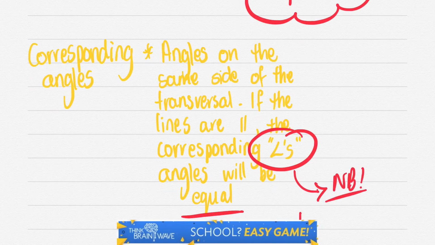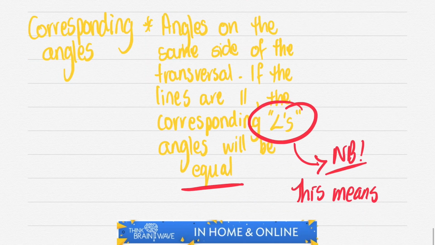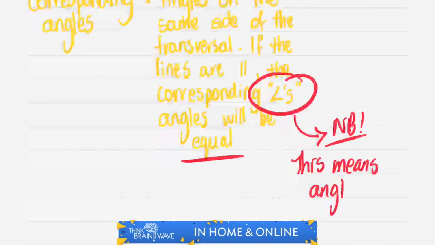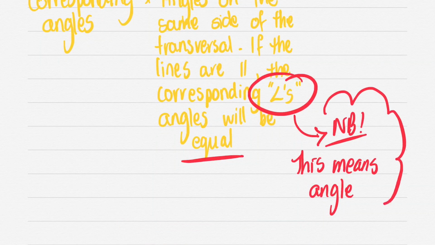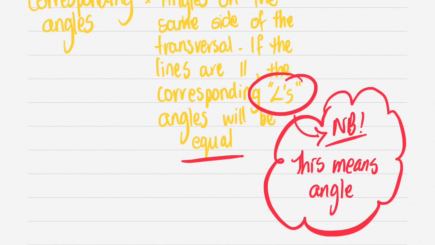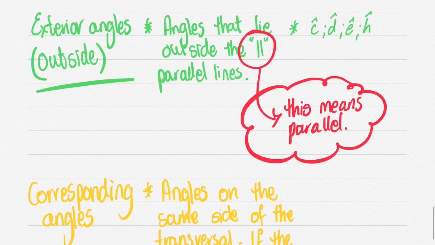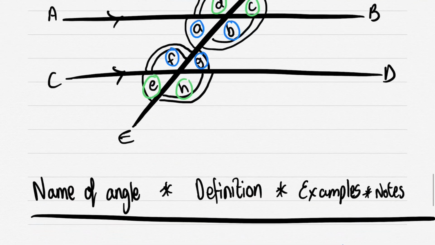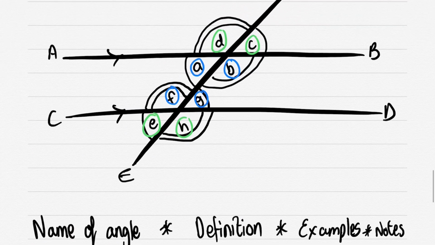And as I said, just take note that that L-looking sign actually means angle. It's a shortening in mathematics just to help speed up time during your tests and exams. It's always good to use a little bit of mathematical jargon and colloquial terms such as the parallel sign that I've mentioned above. So let's look at our corresponding.